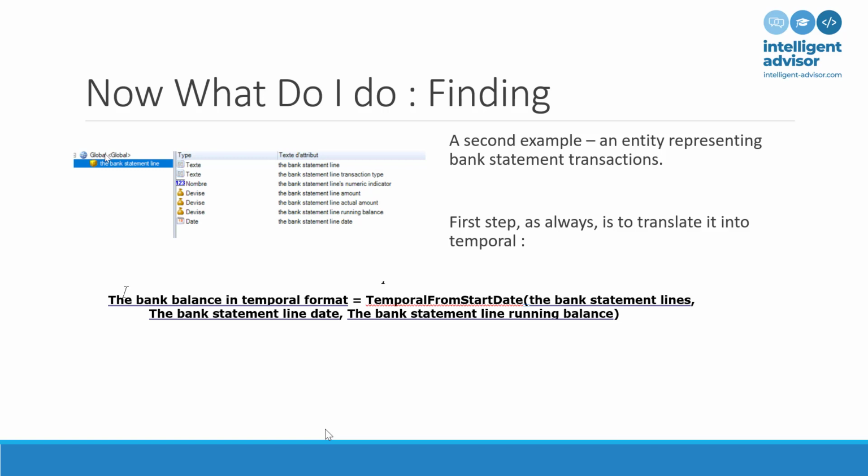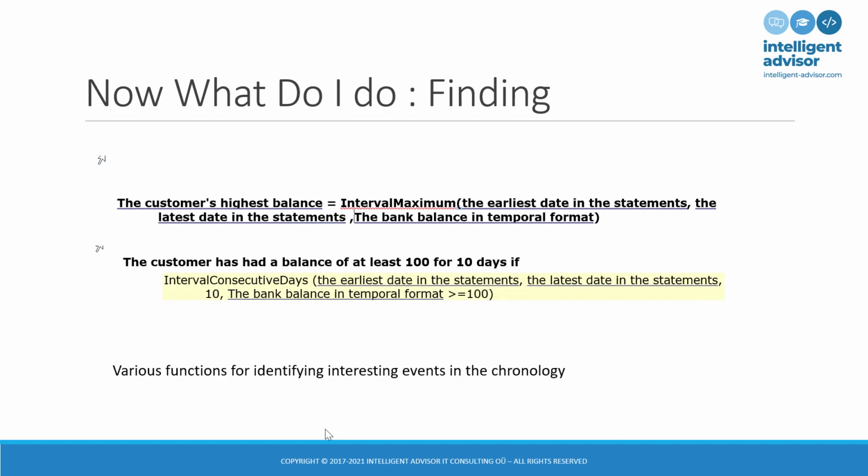The bank balance in temporal format equals temporal from start date, followed by the relationship, followed by the date, followed by the piece of information that you're interested in. So this is no different than the previous examples I gave you. Now that we have this attribute, what could we do? Well, we could find out the highest balance.